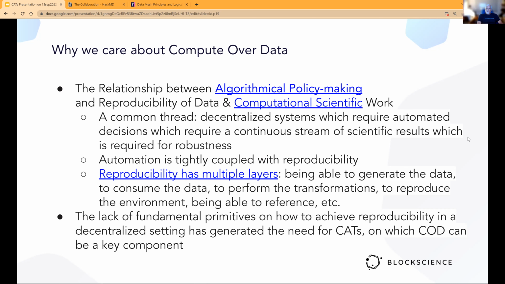Transparency is a decent operational definition of trustability, at least the beginnings of it. And reproducibility is a decent operational definition for verifiability. That's a large part of what we want to bring to these algorithmic policymaking systems. And lastly, our observation was it's kind of hard to do this in Web3, largely due to the lack of fundamental primitives. And I think that both CATs and compute over data share motivation in this regard.